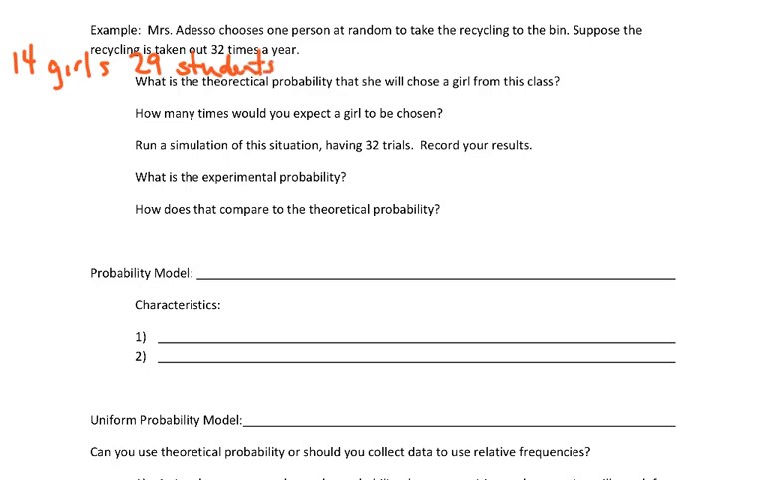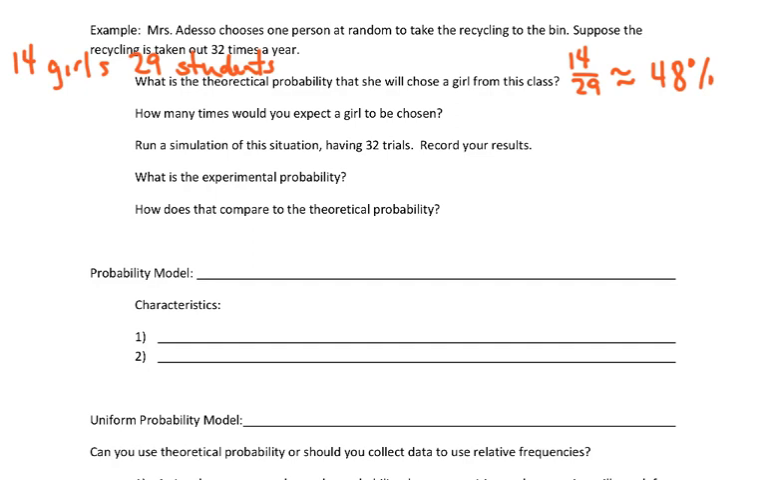So theoretically, I should choose a girl 14 out of 29 times. If I calculate the percent, I would do 14 divided by 29, and I get approximately 48%. I'm going to round to the nearest percent. So that's about 48% of the time I would choose a girl.